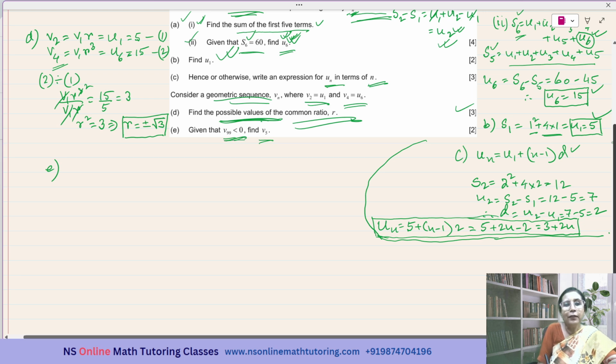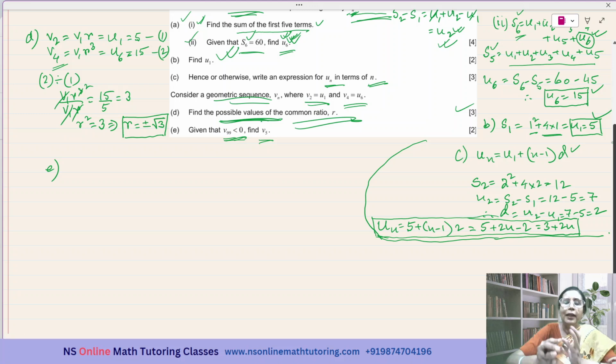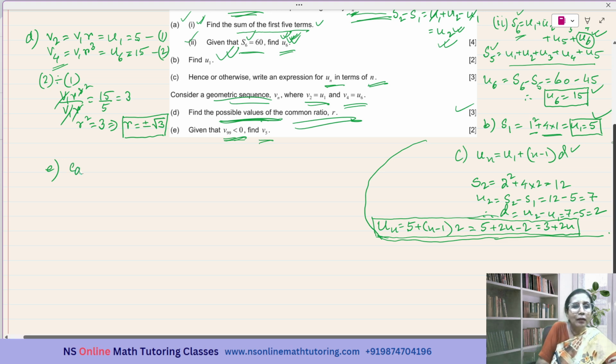They have given us this information that V99 is less than 0. V99 can be less than 0 if we take R as a positive number, if R is equal to positive root 3, and if the V1 is negative, then we will be getting V99 as negative. But can it happen? Let us see. Can we have the first term of this geometric sequence as a negative number? Let's check.